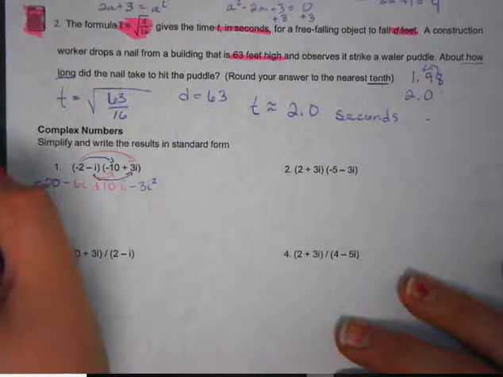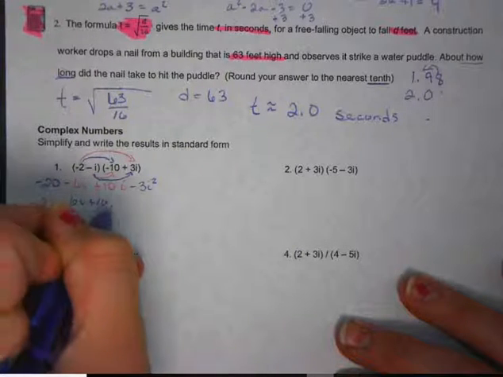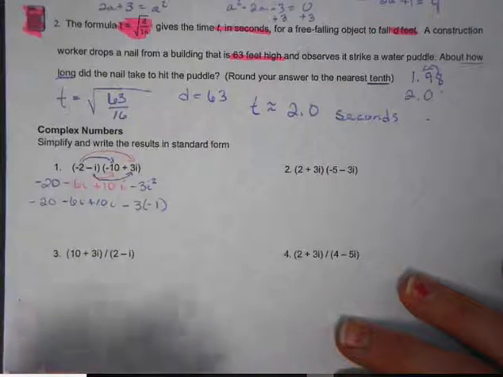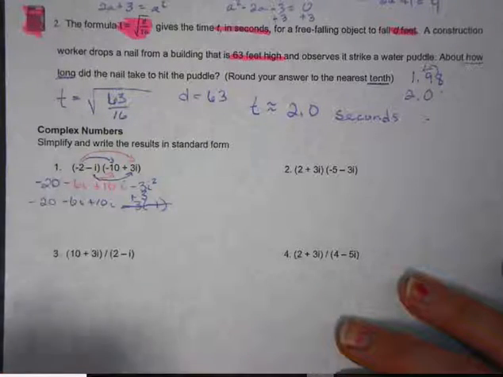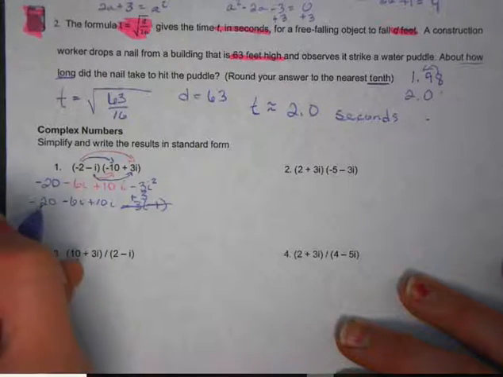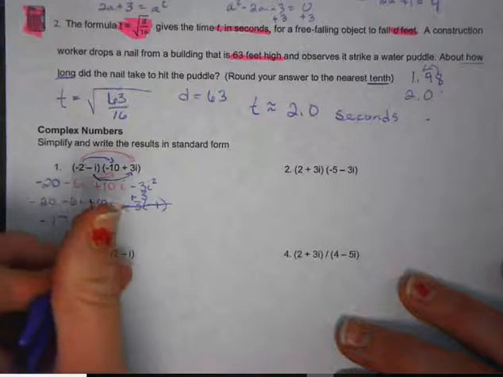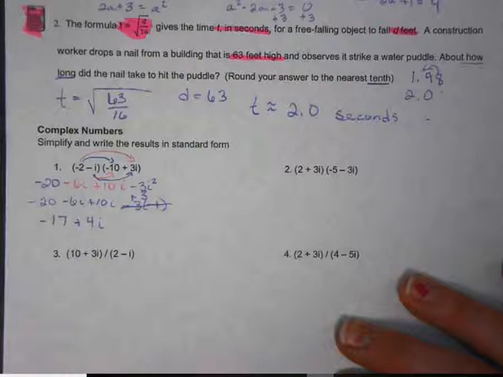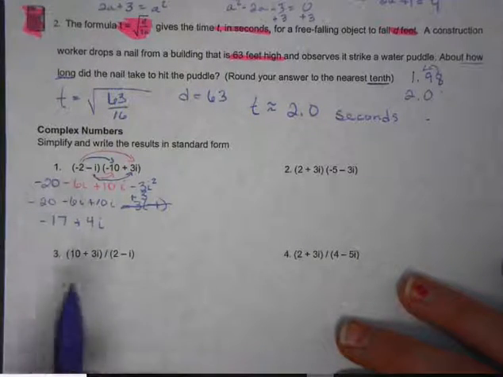So we're going to rewrite this as negative 20 minus 6i plus 10i minus 3 times negative 1. Negative 3 times negative 1 is positive 3. So I have negative 20 plus 3 gives me negative 17. Negative 6i plus 10i gives me positive 4i. Now remember, we always put the i part second. It's always after the real part. The imaginary comes after the real.